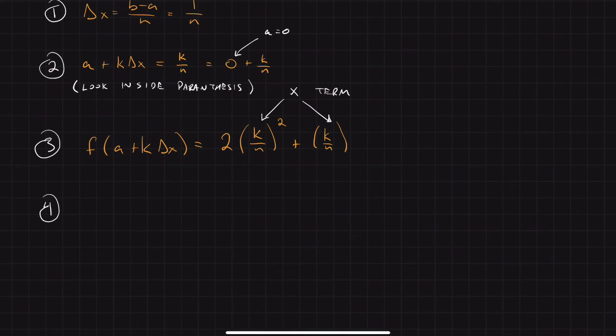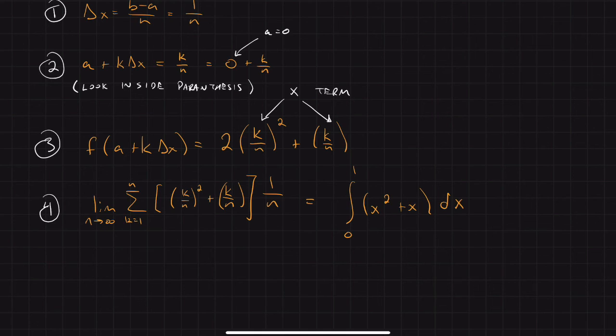And finally, step 4 is we just want to bring everything together and show what the definite integral is equal to. This would be equal to the integral from a to b, so in this case it goes from 0 to 1, of f of x, which is x squared plus x dx.